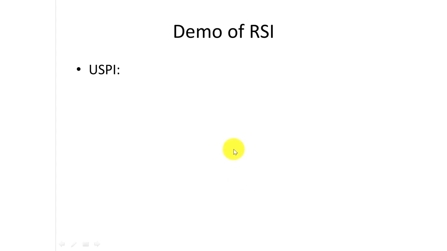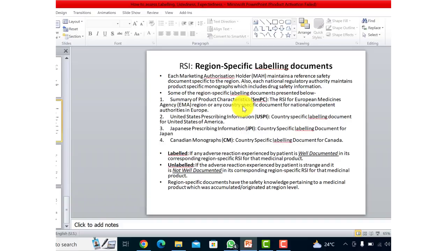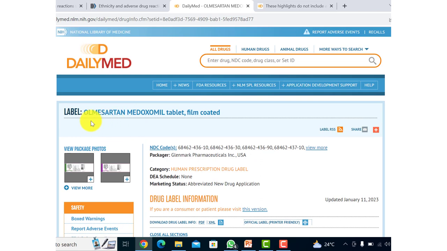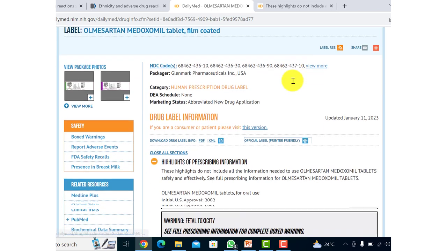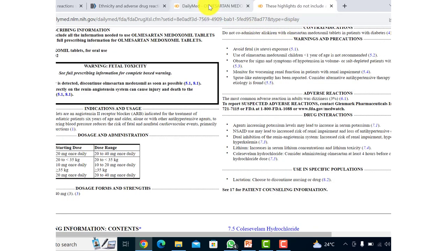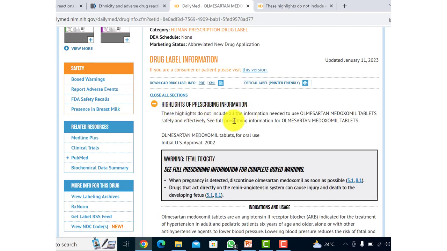Now I'll just show you a demo of the RSI. You can see here, this DailyMed is one of the websites of the US government, the USFDA, I would say. Here you can find all the USPIs. These are freely available. I just searched for olmesartan. This is the category of human prescription drug label. If you click here, we'll see that part also. First we'll see the section, highlights of the prescribing information.